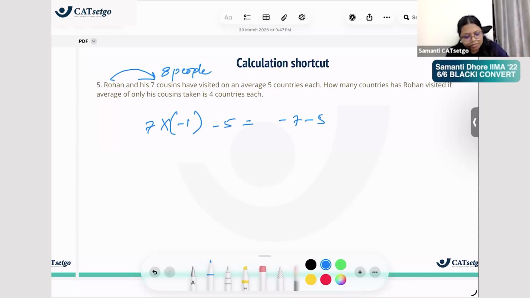This is -7 -5, that is -12. How much decrease? A decrease of 12. Why? Because Rohan was removed. So how many countries did Rohan go to? 12. Have we understood this properly? Did we understand this? Yes, yes. Very good.